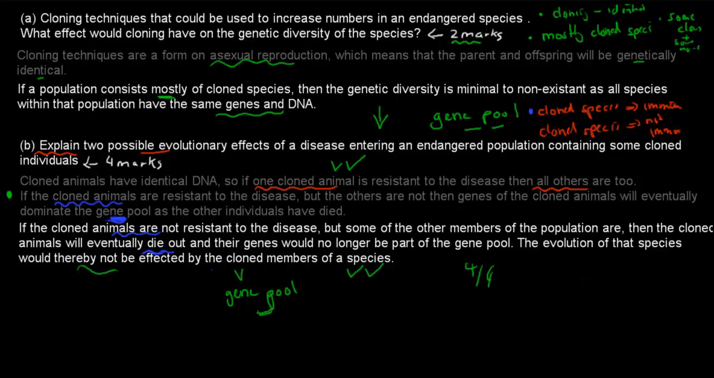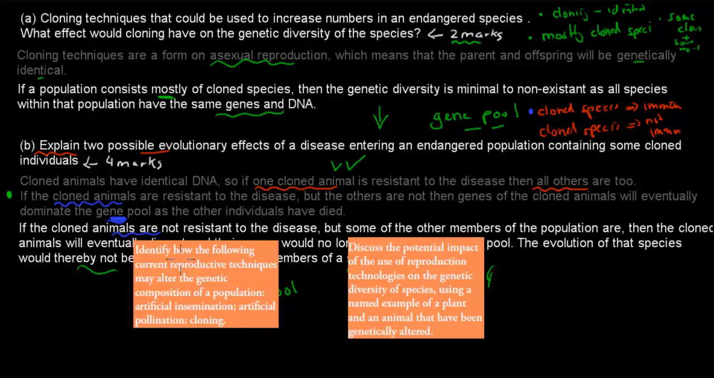These questions came from these dot points. Identify how the following current reproductive techniques may alter the genetic composition of a population: artificial insemination, artificial pollination, and cloning. And discuss the potential impact of the use of reproductive technologies on the genetic diversity of species, using a named example of a plant and animal that have been genetically altered. So the questions came from those 2 dot points, and I hope that was useful.